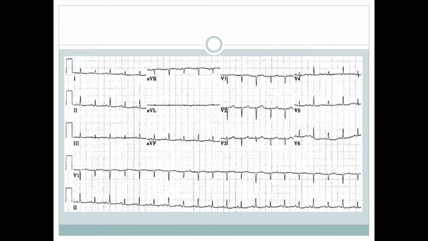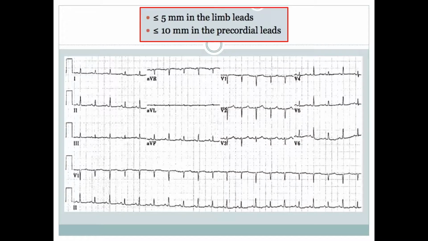So this is an example of an EKG that does have a little bit of low voltage. It doesn't quite meet criteria, but it's getting there. Like I said in the previous slide, you can see that there are QRS complexes that are less than 5 millimeters in the limb leads. It's 1, 2, and 3. And then if you look at the precordial leads, a lot of the QRS complexes are less than 10 millimeters altogether. And you can see that there's this electrical alternans pattern that would be more indicative of something like cardiac tamponade.